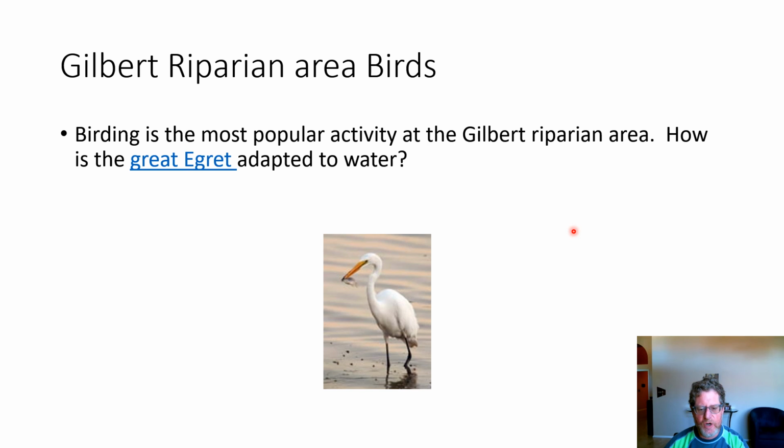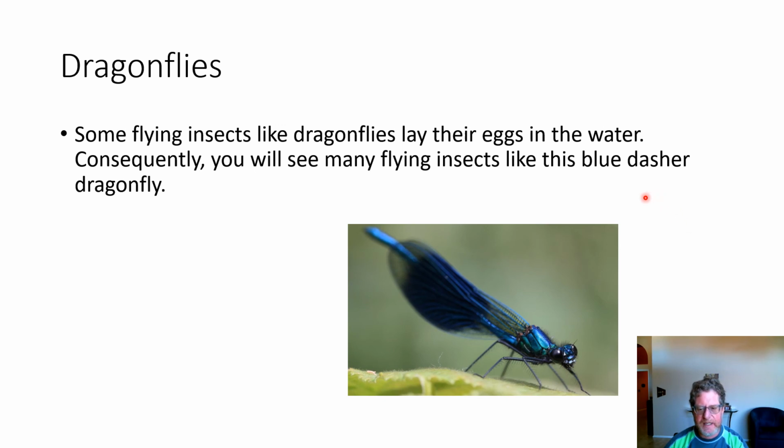A lot of people go there for birding, and one of the birds we almost always see are egrets. And you can see that aquatic birds are much larger. It tells you they're getting a lot of protein in their diet. They have long legs, they have a long beak, they have a long neck. And so it's pretty interesting to see the adaptations. And so you'll see both desert birds and aquatic birds at the riparian area.